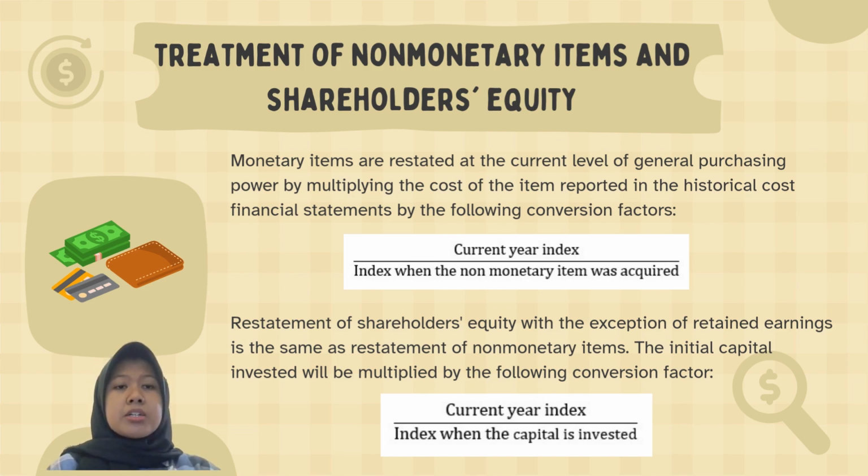And the last is the statement of shareholder equity. The statement of shareholder equity, with the assumption of retained earnings, is the same as a restatement of non-monetary items. The initial capital invested will be multiplied by the following conversion factor. As you can see in the PPT, it is the current year index divided by the index when the capital was invested.